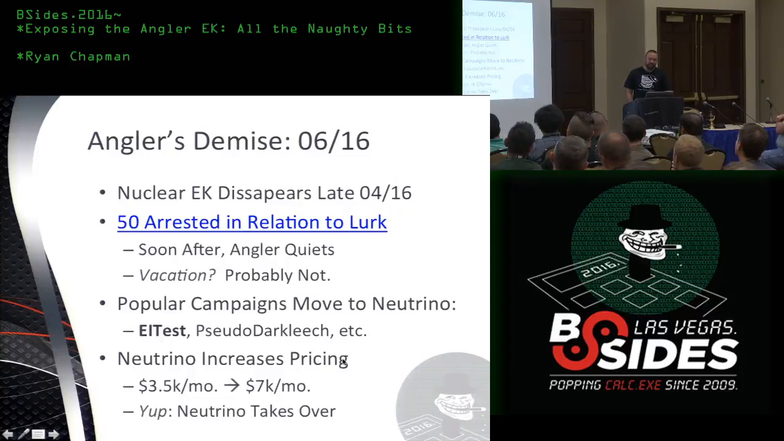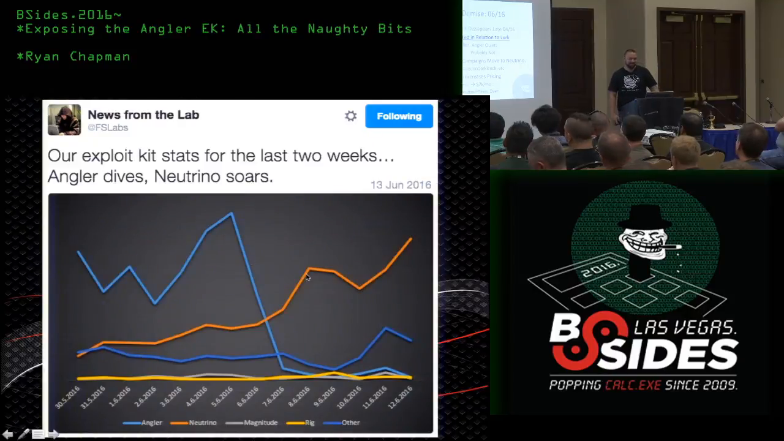In fact, Neutrino, capitalizing on this, because why wouldn't you, doubled their price. So their monthly price went from $3,500 to $7,000. And then they made a statement saying, we're not going anywhere. So I was like, all right, I see what you're doing there.